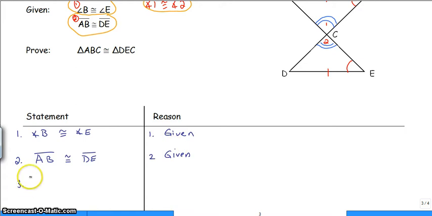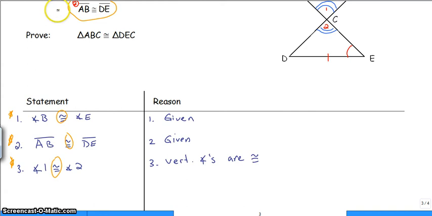And in step 3, I can always immediately say that vertical angles are congruent. So I can immediately state that angle 1 is congruent to angle 2 for the reason that vertical angles are congruent. As I look at my sheet of paper, I have 1, 2, 3 congruent statements. As long as I have 3 congruent statements, I can now state that my triangles are congruent. Not until I have those 3 though.